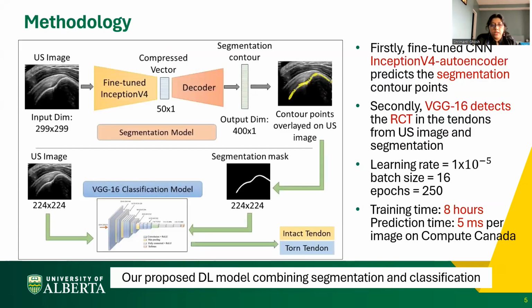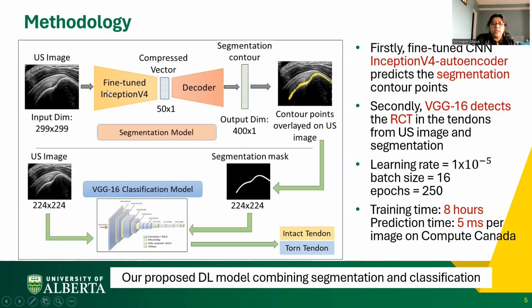Now, the methodology. Our main framework contains two major steps. The first one is the segmentation model, and the second one is the classification model. In the segmentation model, the input is the original ultrasound image, and the output of the model is the segmentation contour points. Segmentation contour points are nothing but a collection of XY coordinates, and if we combine the XY coordinates together, we get a vector of a dimension like this, let's say 400 by 1.